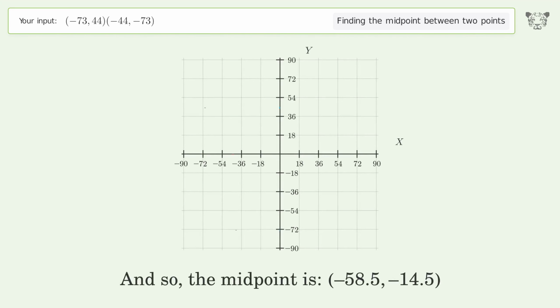And so, the midpoint is negative 58.5, negative 14.5.